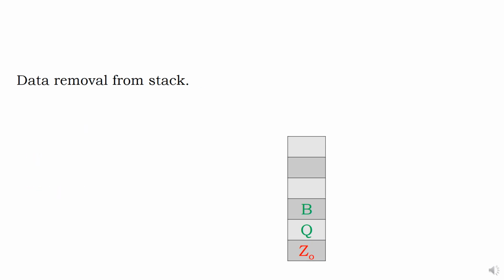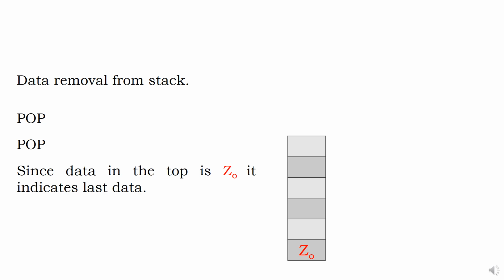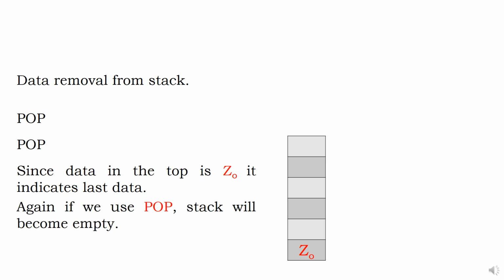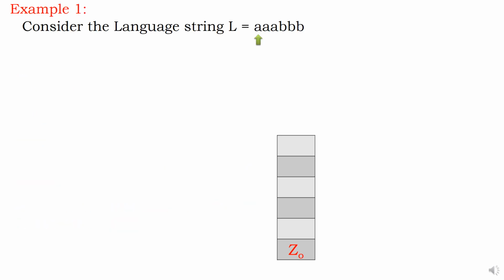Now if you want to remove, if you use pop, B will come outside. If you use pop, Q will come outside. Now you will come to know who is in the top, Z0, which means that the data whatever we insert is completed. So Z0 indicates the last data. That is the meaning. So in the definition itself, we used to mention what is Z0. Z0 is data in the top that indicates last data. Again, if you use pop, it will become empty.